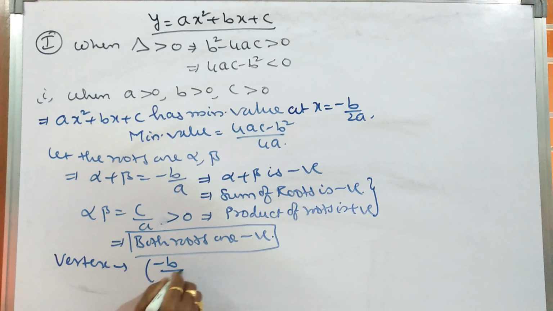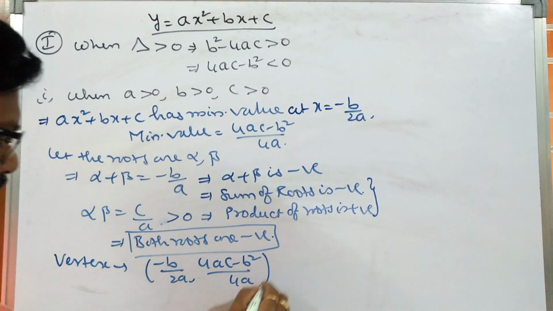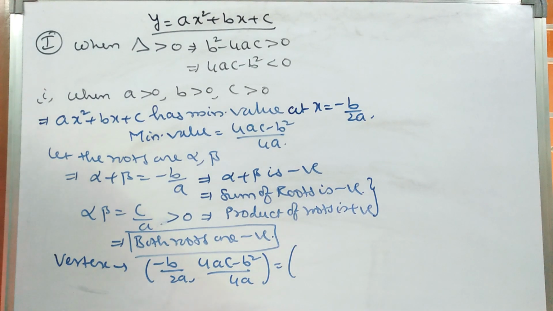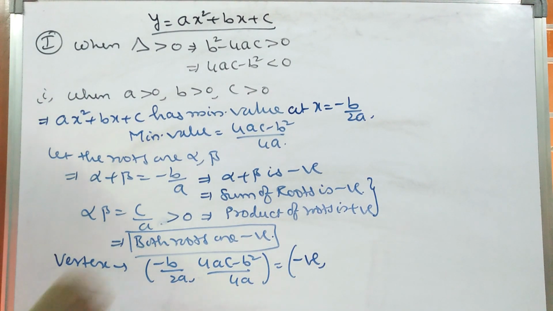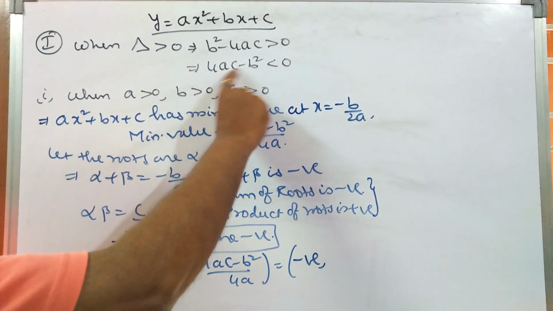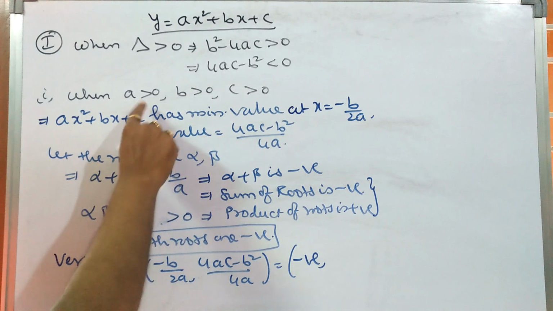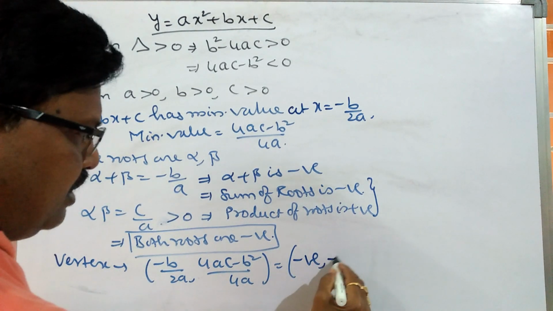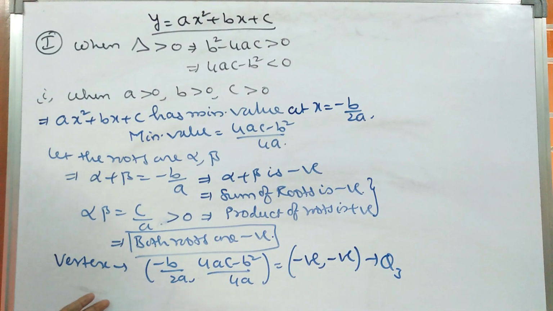Now let us see where the vertex of the parabola will be. So this is minus b by 2a comma 4ac minus b square by 4a. Now let us see how the coordinates will be. Minus b by 2a. B by a is positive, but minus b by a is negative. That means this is negative. And what about 4ac minus b square by 4a? 4ac minus b square is negative, and a is positive. So negative by positive is negative. That means the vertex lies in the third quadrant.